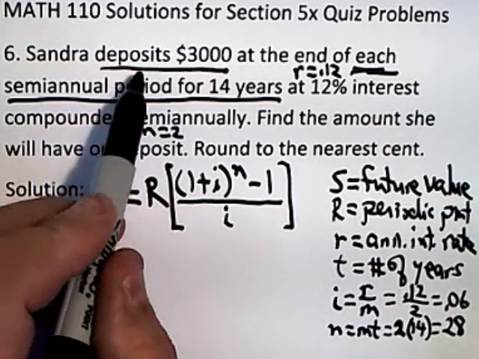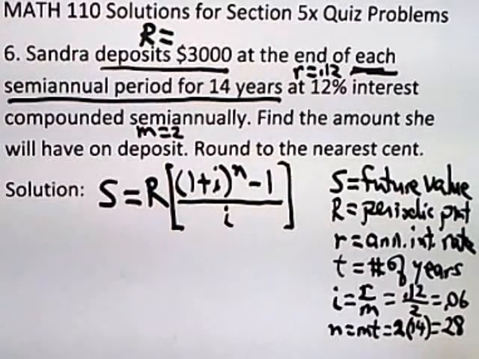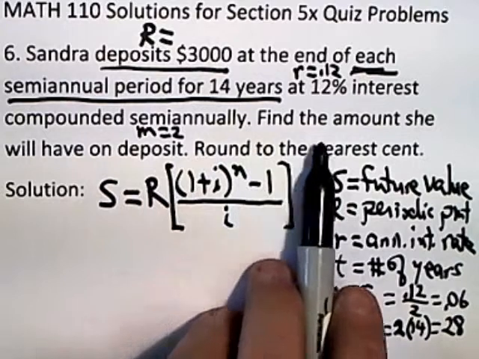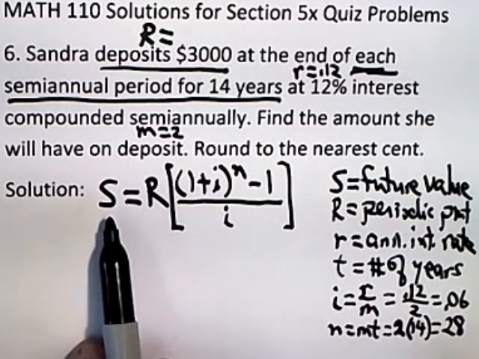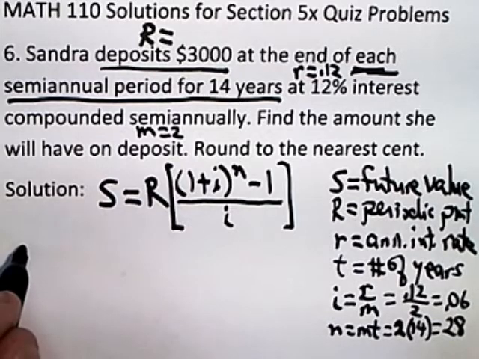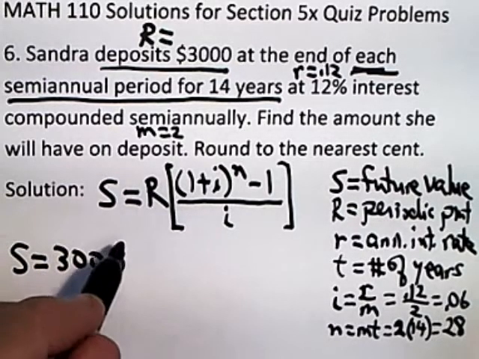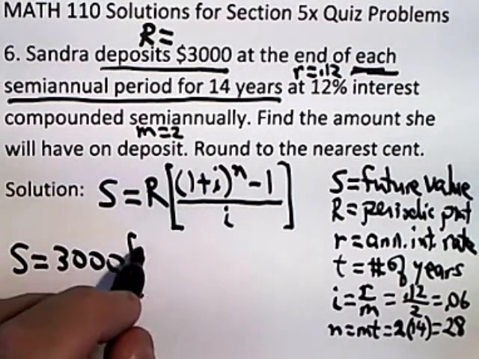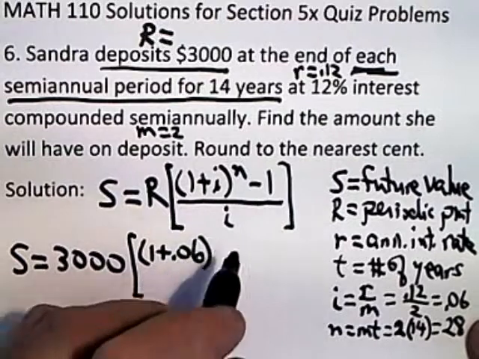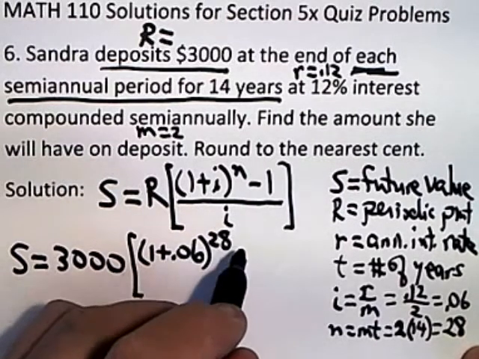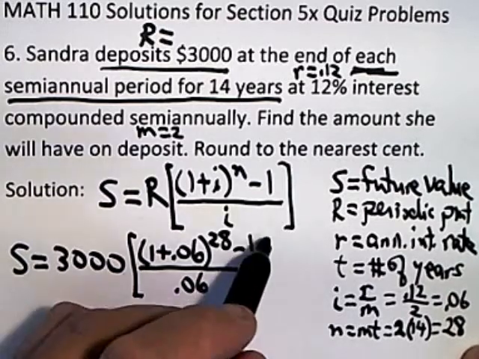She deposits $3,000 periodically, so that's capital R. We want to know how much you will have on deposit at the end of this time. That's your future value. So we have S equals $3,000 times this big fraction: 1 plus, again, little i is 0.06, raised to the little n, which we calculated to be 28. Subtract 1 from that and divide by 0.06.